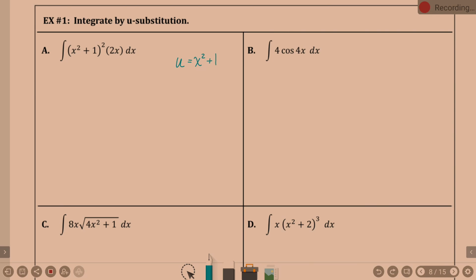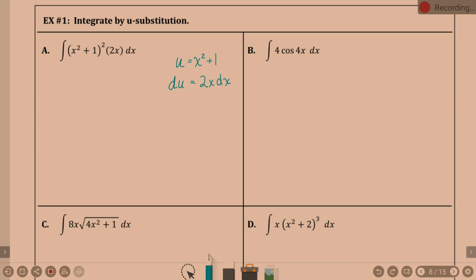Now, once you have picked your u substitution, your next step is to take the derivative. We're going to use differentials to do that. The derivative of u is just 1, but then we're going to say du. The derivative of x squared plus 1 is 2x dx. We're not integrating right now. We're taking the derivative. You've got integrate and derivative all in the same problem here.